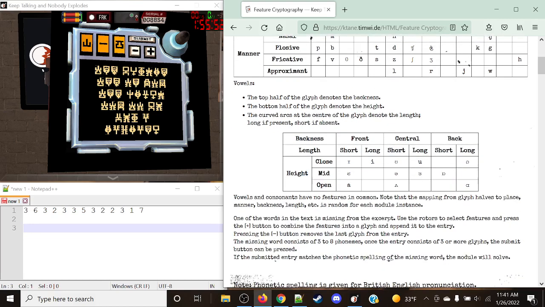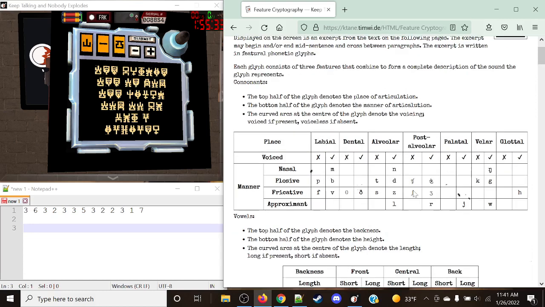And one important thing also, vowels and consonants have no features in common, and note that the mapping from glyph halves to place, manner, backness, and length, etc., is random for each module's instance. So there is no essential way of figuring out what the label symbol is, what the dental symbol is for each different module, because each time it's going to be different.